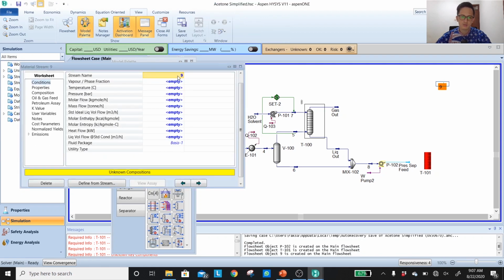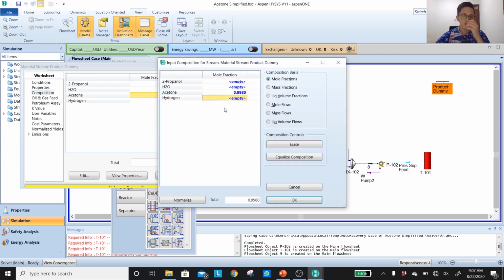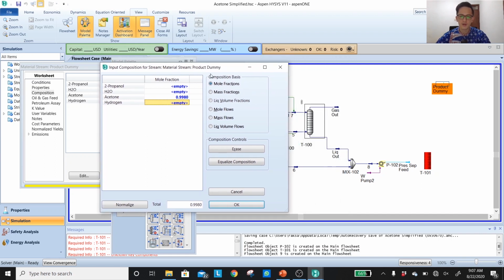Double click, product dummy, for example. What's the composition? It's acetone 99.8. What about the rest? Okay, could it be hydrogen? I don't think so. Hydrogen will be emitted from the absorber, from the gas out. Will it be water or propanol? So acetone is the second lightest. The impurity should be the third lightest or the second heaviest compound.